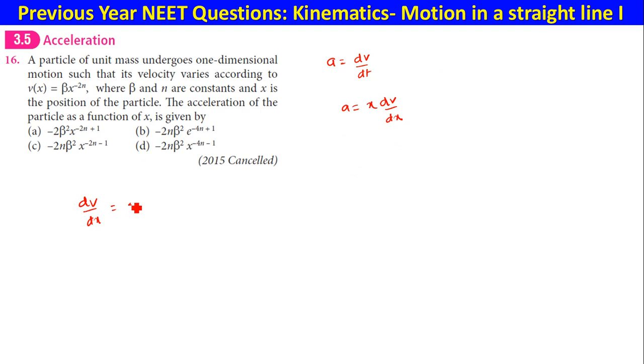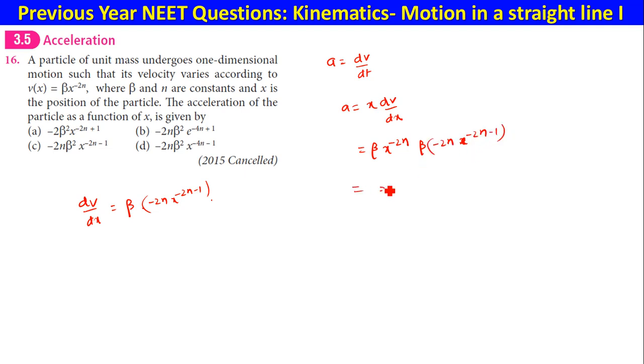The integration of beta x power minus 2n is nothing but minus 2n x power minus 2n minus 1. Okay, now that is your dv by dx. If you substitute this here, then what is x here? Beta x power minus 2n. And what is dv by dx? That is nothing but beta minus 2n x power minus 2n minus 1.